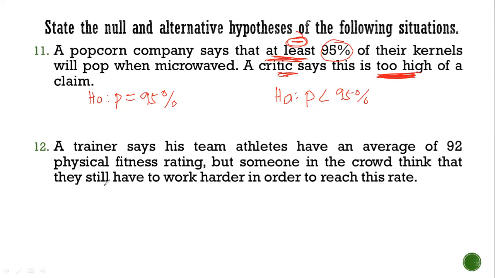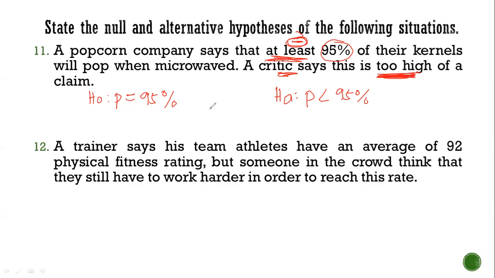Alright? Next one, we have number 12. A trainer says his team athletes have an average of 92 physical fitness rating. But someone in the crowd thinks that they still have to work harder in order to reach this particular rate. Okay? So what will we do here?